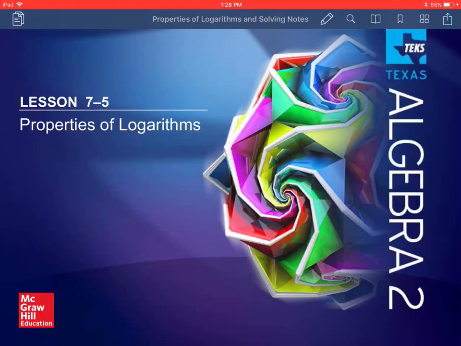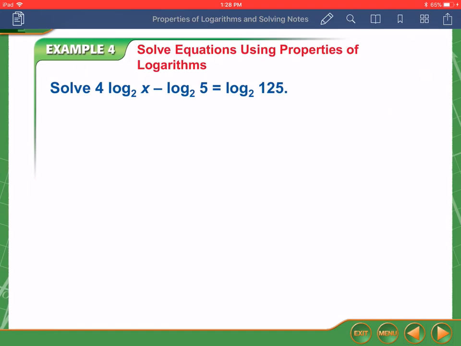Okay, so we are going to be putting solving logarithms together with our properties of logarithms. So basically everything we've done with logarithms, we're putting together today. So I'm going to solve 4 times log base 2 of x minus log base 2 of 5 equals log base 2 of 125. Now, I have a base 2 for all 3 of these logarithms, which is good.